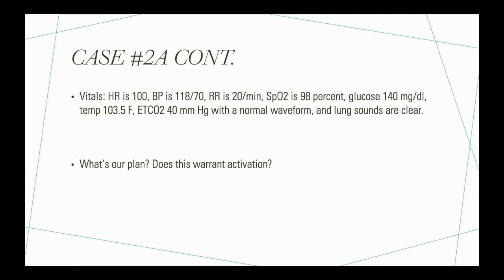She wasn't on any beta blockers, so it's not like her heart rate's being capped at a certain level. Her respiratory rate is at the high end of normal, that's still okay. Oxygen saturation's fine. Glucose, yeah, a little bit high, depending on if she just ate or whatnot, but she is diabetic. And her end tidal is perfectly normal as well. So what's our plan? Are we going to activate code sepsis with this patient? What do we think?